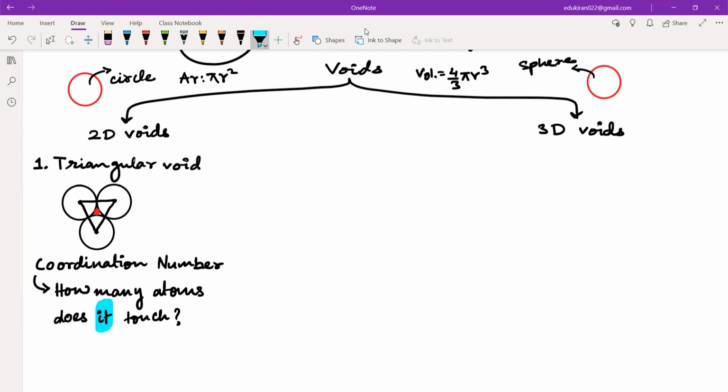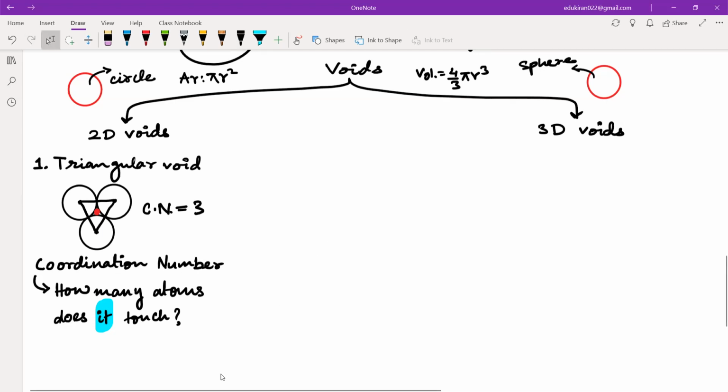If I ask how many atoms does the void touch, then in this case, for the triangular void, the coordination number is going to be how much? 3, right? Yes or no? 3. Also, for voids it is very easy because the coordination number is equal to the number of atoms that are making the void. So the coordination number of a void is always the number of atoms making the void. So let us move on to the next 2D void.